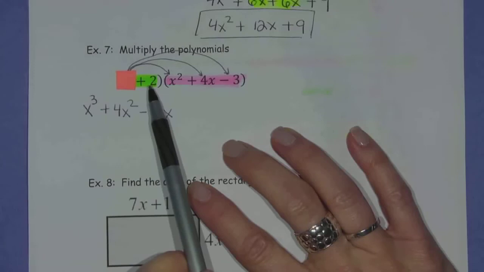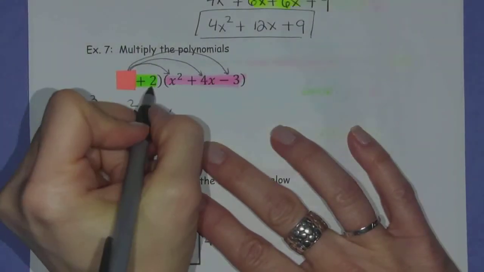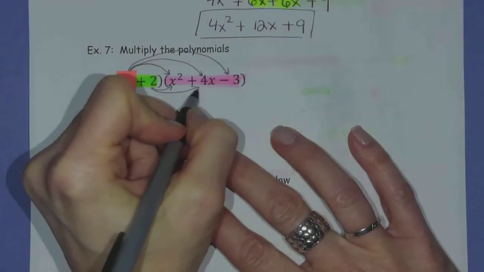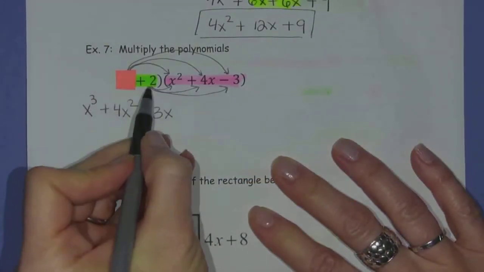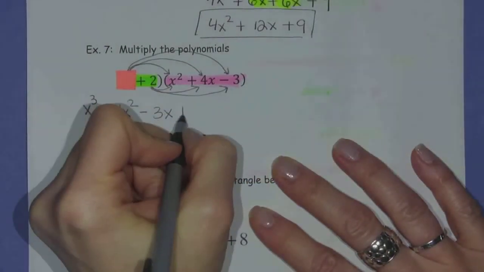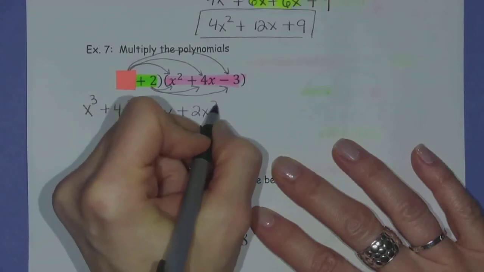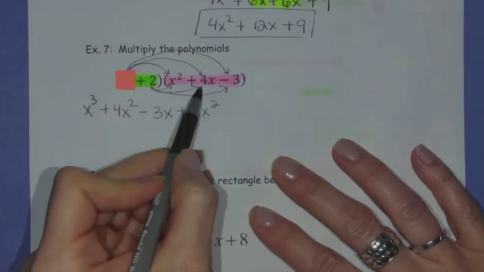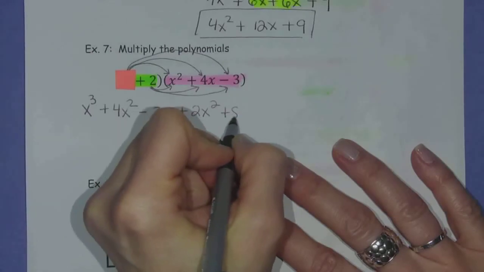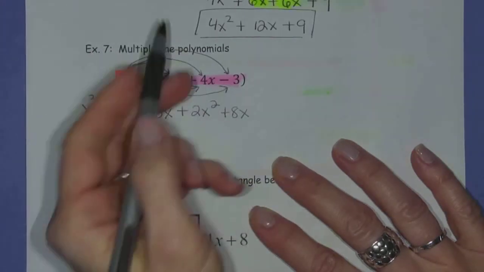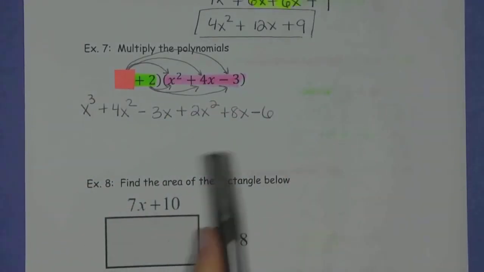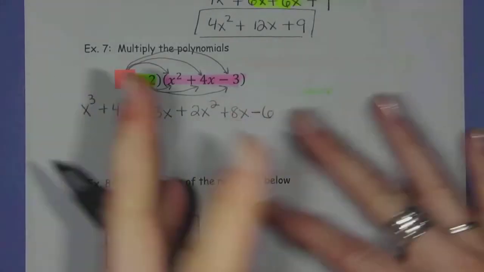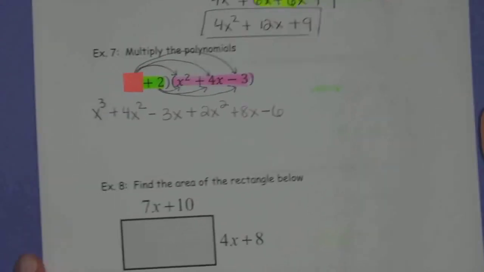Slide it over top. Now we're distributing a positive 2. And not once, not twice, but ta-da, 3 times. So let's keep going. 2 times x squared, positive 2x squared. 2 times 4x, positive 8x. 2 times negative 3, negative 6. Okay, now this is a little bit more messy, let's call it, but that's okay.